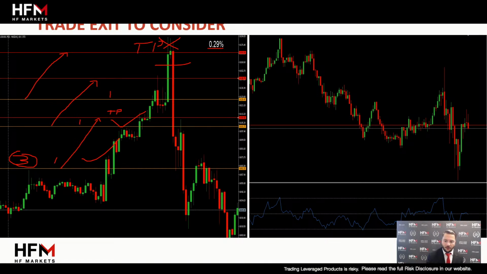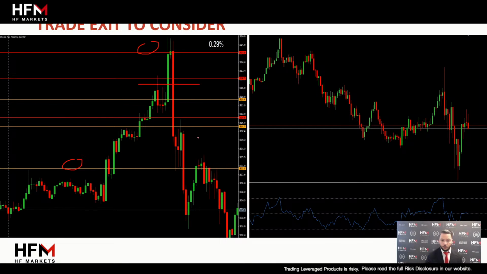Whereas if I opened 3 lots here and my take profit was here, but the price only moved up to here, all 3 trades will be in a loss. So I'm entering at different levels. I'm exiting at different levels as well. This is known as scaling in and scaling out.